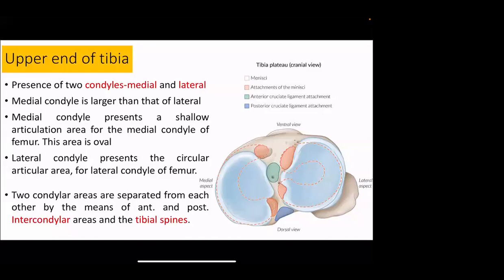The upper end of the tibia has two condyles, medial and lateral. The medial condyle is larger than the lateral. The medial condyle presents a shallow articular area for articulation with the medial condyle of the femur, and this area is oval, while the lateral condyle is circular and presents an articulation for the lateral condyle of the femur. The two condylar areas are separated from each other by the anterior and posterior intercondylar areas and the tibial spines.